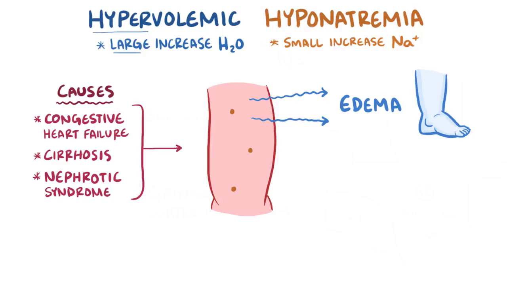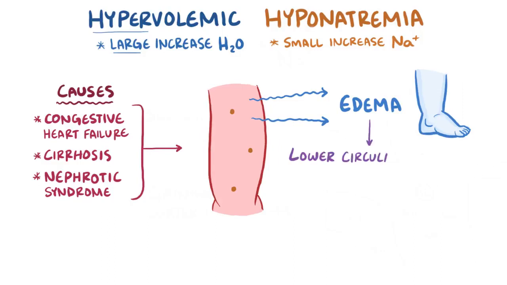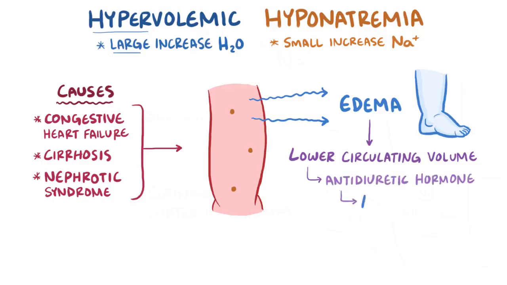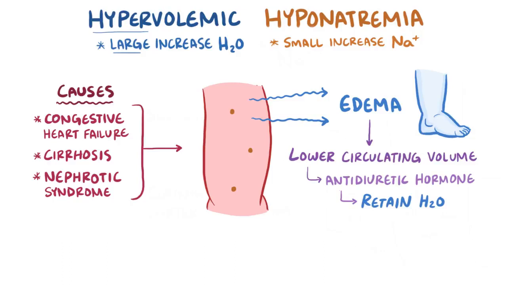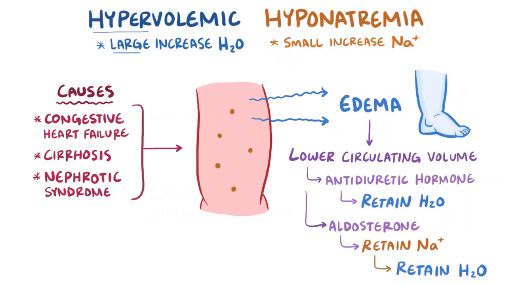Even though there's more water overall, there's a decrease in the effective circulating volume, which is the amount of blood flowing in the body. That, though, stimulates the release of antidiuretic hormone, which retains pure water, leading to an increase in water, and it also stimulates the release of aldosterone, which retains a little sodium. But remember that since water follows sodium, the body ends up retaining even more water as well. So ultimately, you can see that there's a large increase in water, but only a small increase in sodium. And this leads to hyponatremia.